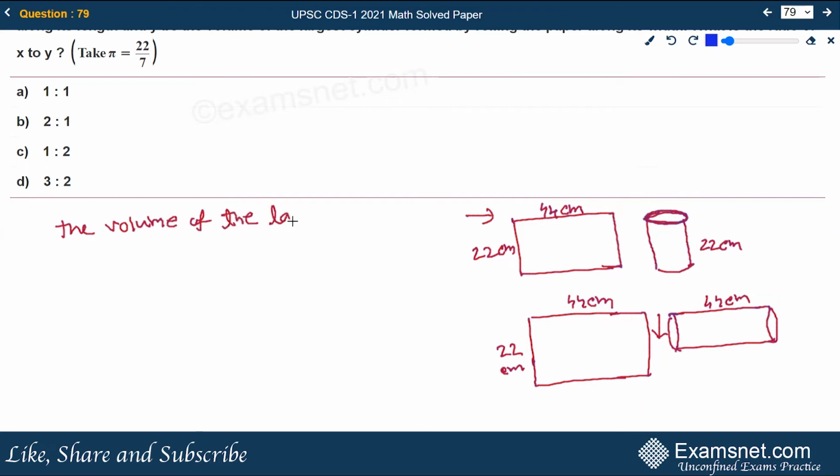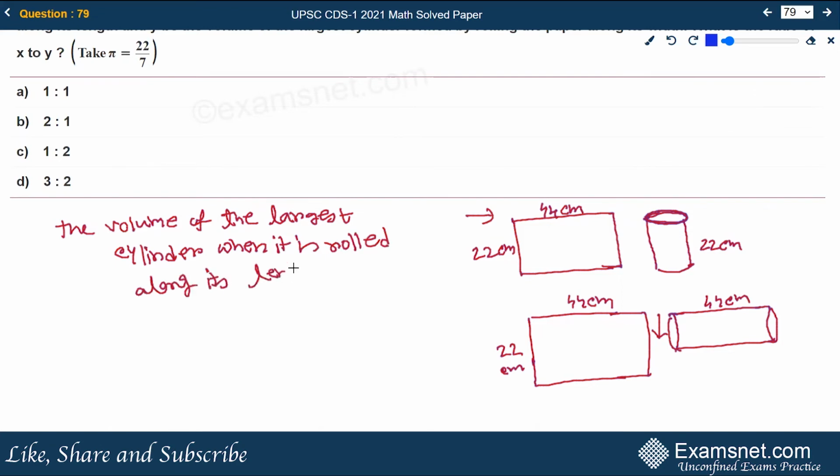So the volume of the largest cylinder, when it is rolled along its length, the perimeter of the base, that circular shape, becomes 44. So we can write 2 pi r equals 44, where r is the radius. So the value of r is 22 by 7, that is 7 centimeter, the radius r.